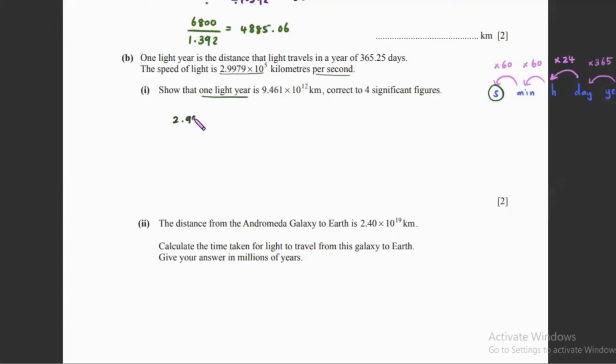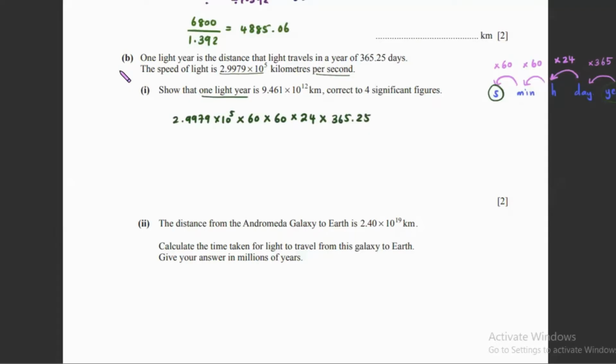2.9979 times 10 to the power 5 is for 1 second. Then when it comes to a minute, I need to times this by 60. I need to times it by another 60 to check the distance traveled in 1 hour. Then again, I need to times it by 24 to check the distance traveled in a day. Then I need to times this by, I wouldn't be timesing it by 365, but 365.25, because that is how it's mentioned in the question.